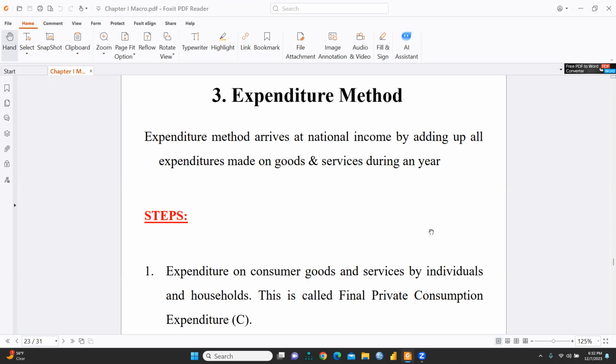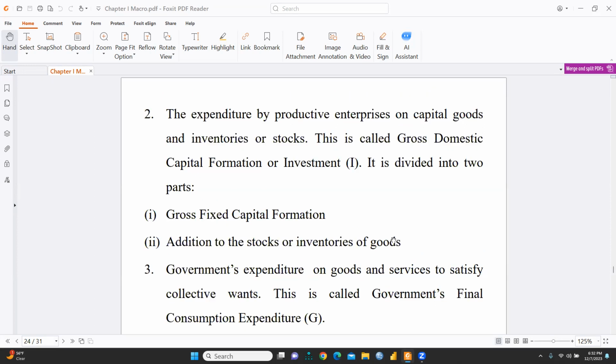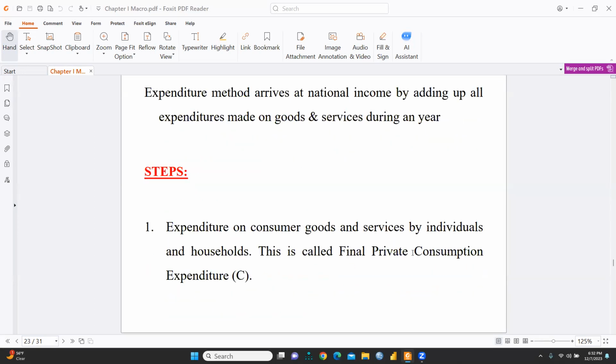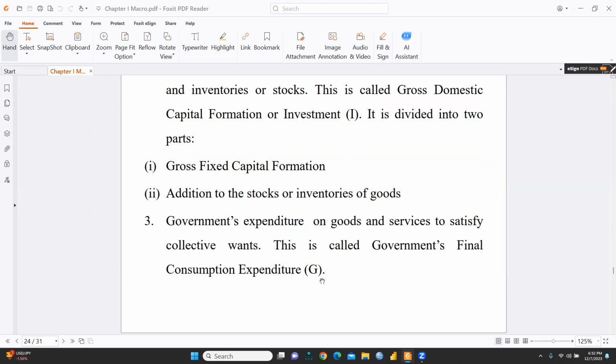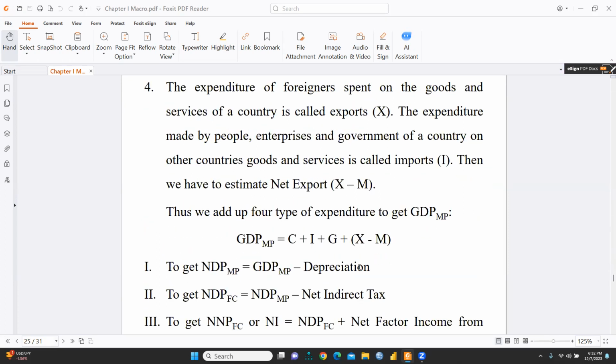So expenditure method would include only these four things. One is private consumption expenditure. Second, gross domestic capital formation, in the form of gross fixed capital formation and addition to the stocks or inventories of goods. Third one is government expenditure, which we are going to represent by G. And last one is net export and import, that would be the difference between export minus import.